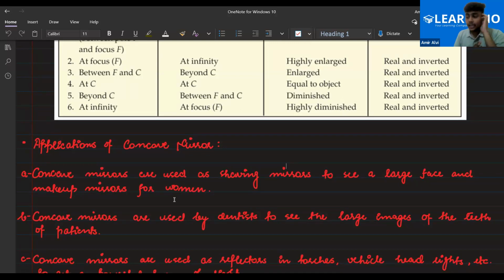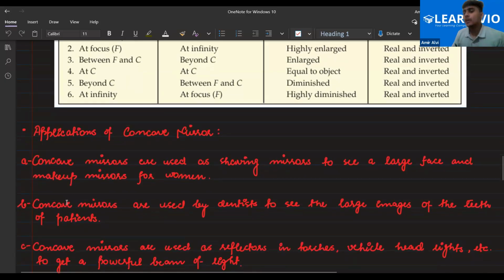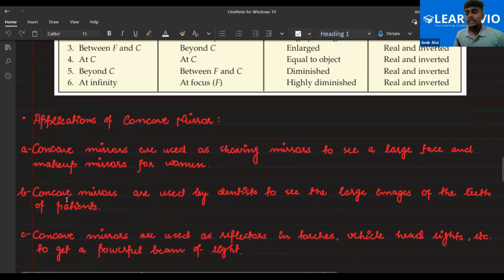Now, Naveed, suppose that you have gone to the dentist. The dentist needs a very large, closer view of your teeth, because without that he won't be able to treat you, right? Because the decay is very small, and the nerves and all the things are very, very minute. So to get a large image of it, the dentist uses a concave mirror to see the large image of your teeth. Please let me know, Naveed, is that clear to you or not? Any doubt so far, Naveed? Are you sure? That's great. Next is, Naveed.